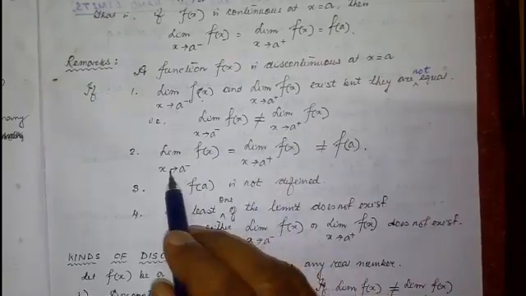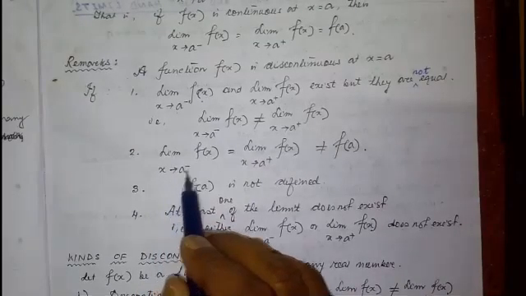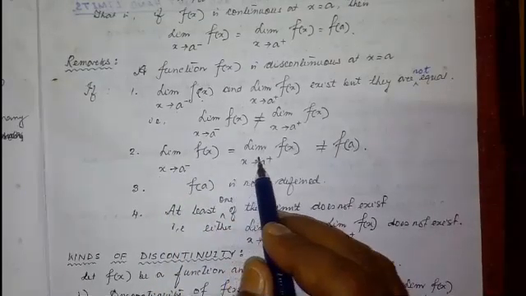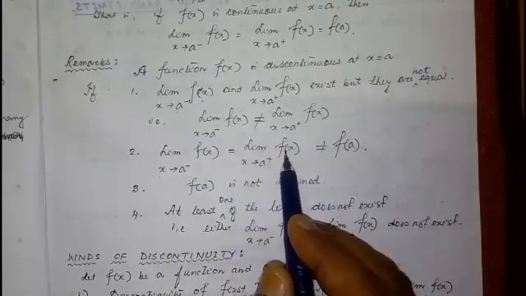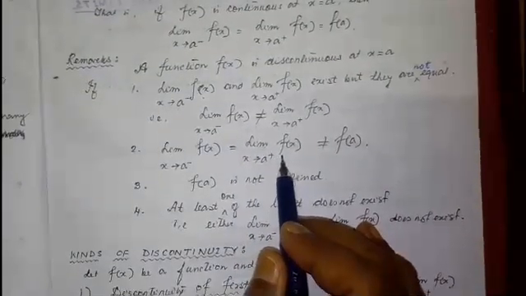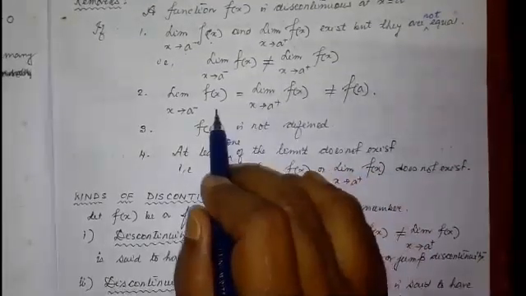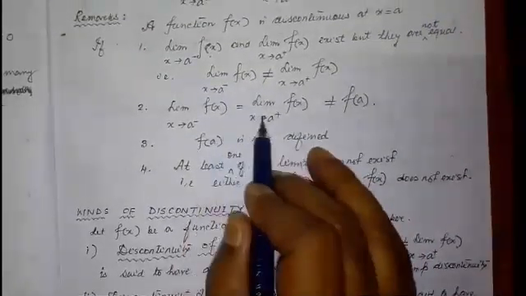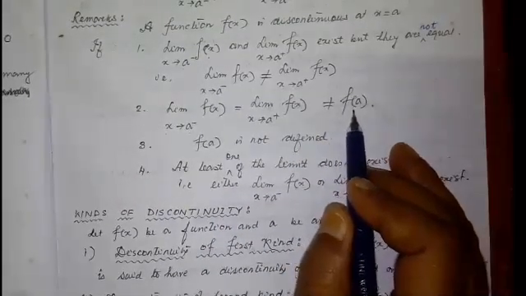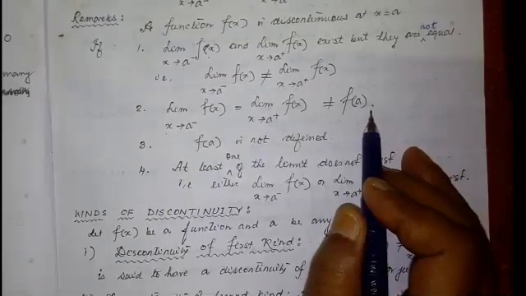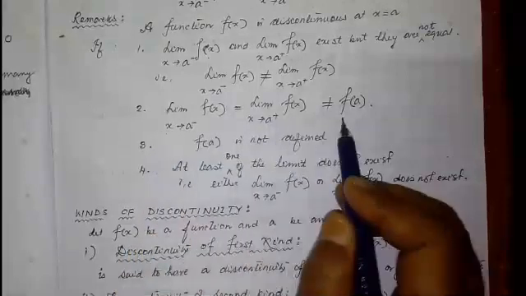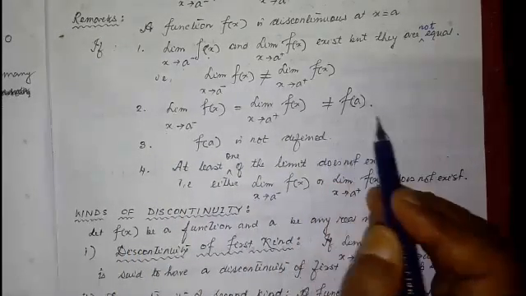Now the second reason: limit x tends to a minus f(x), the left hand limit, is equal to the right hand limit, limit x tends to a plus f(x). These two values exist and are equal, but the limiting value is not equal to the value of the function at the point x = a. In this case also, the function is discontinuous at x = a.